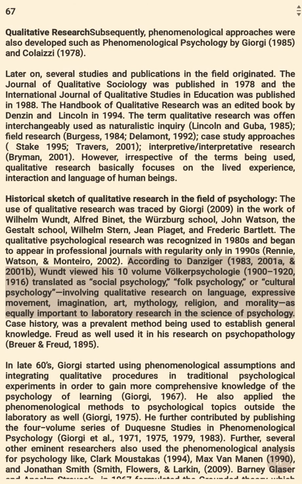According to Danziger, 1983, 2001a, and 2001b, Wundt viewed his 10-volume Völkerpsychologie, 1900 to 1920, translated as social psychology, folk psychology, or cultural psychology, involving qualitative research on language, expressive movement, imagination, art, mythology, religion, and morality, as equally important to laboratory research in the science of psychology. Case history was a prevalent method being used to establish general knowledge. Freud as well used it in his research on psychopathology, Breuer and Freud, 1895.